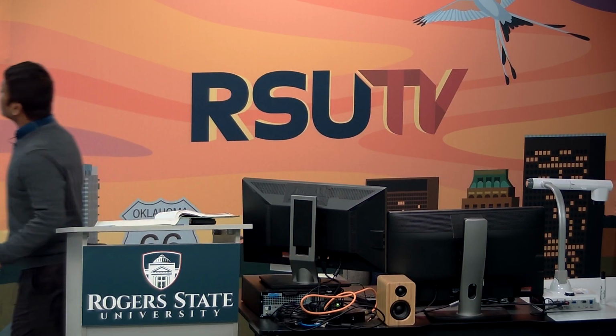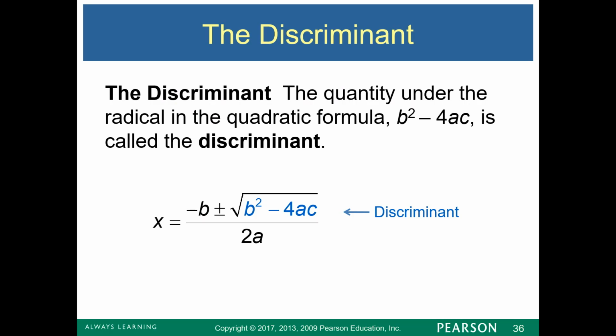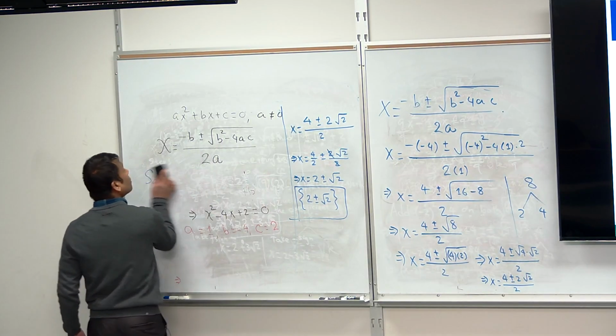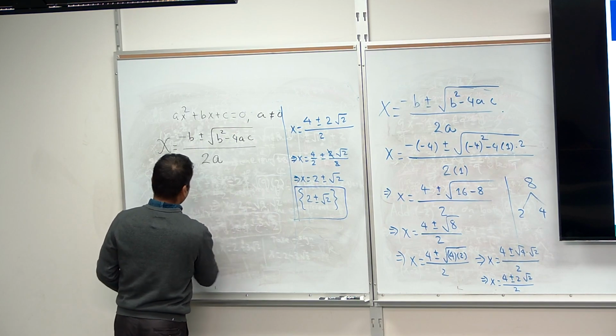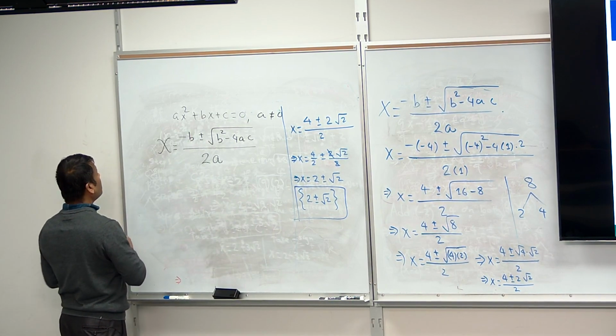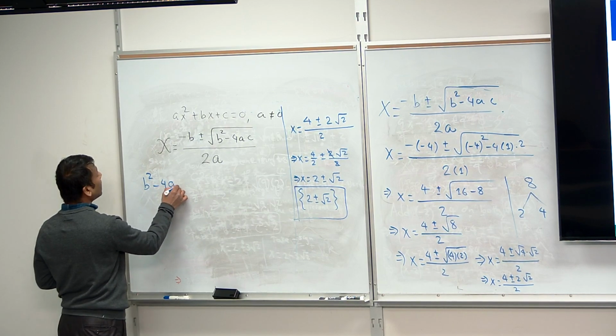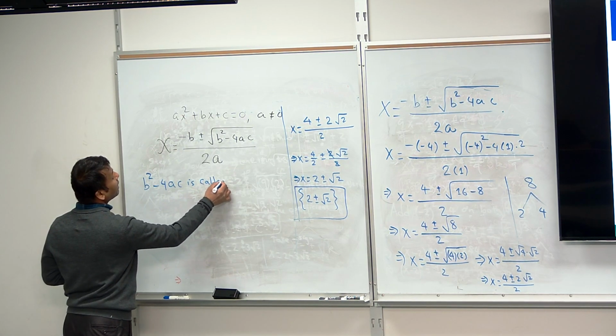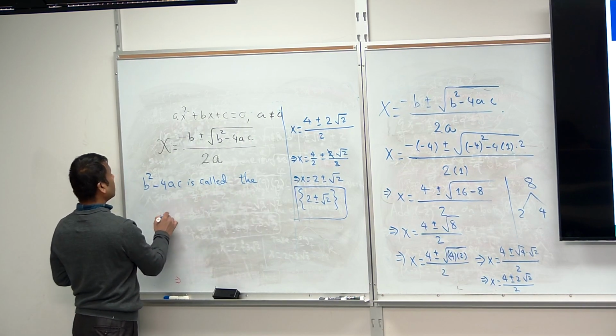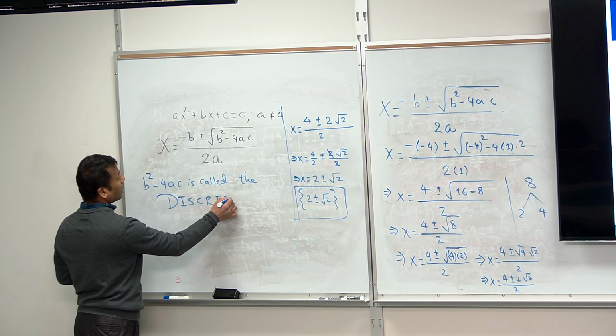So I want to take you to the discriminant. You guys know that? So in the formula x equal to negative b plus or minus radical b squared minus 4ac over 2a, in this formula, this b squared minus 4ac is called the discriminant. It's called the discriminant, okay? Discriminant.